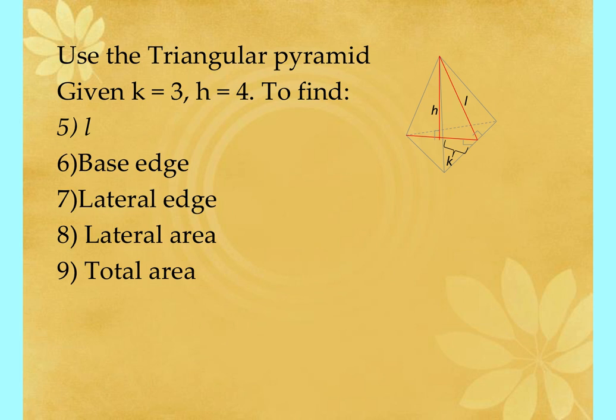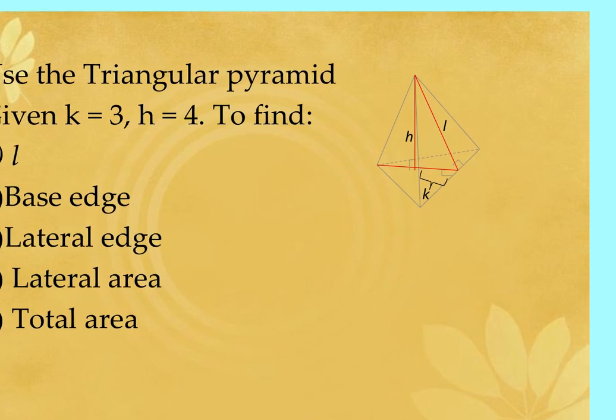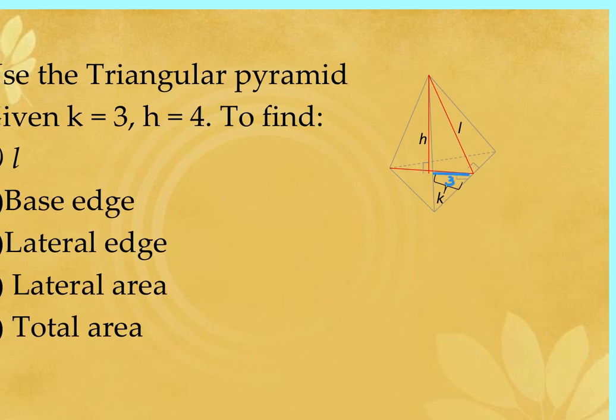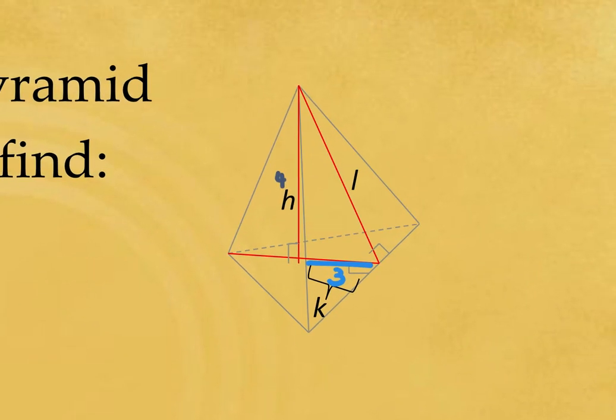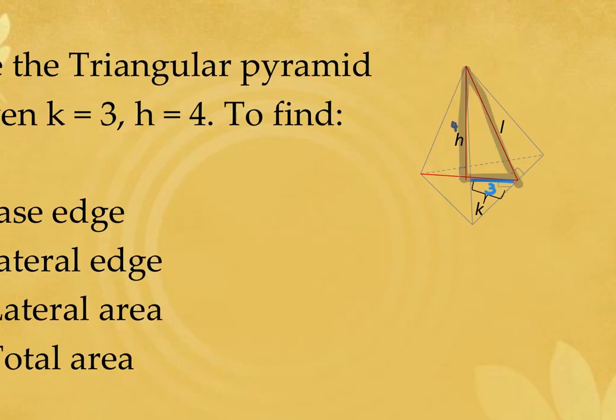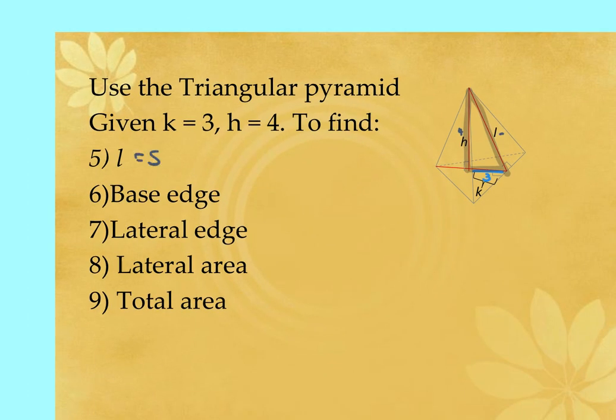All right, this one says, now you're doing a triangular pyramid. So you've got to find multiple parts here. It's asking for the slant height, the base edge, the lateral area, and the total area. What is given to you is 3 is the measure of K, and K is actually the apothem on that equilateral triangle. 4 is the height of the pyramid. And the first thing it asks for is your slant height. So again, you've got a right triangle with the height, the apothem, and the slant height. And that again would be 3, 4, 5 because it's a triple. So that one's 5.